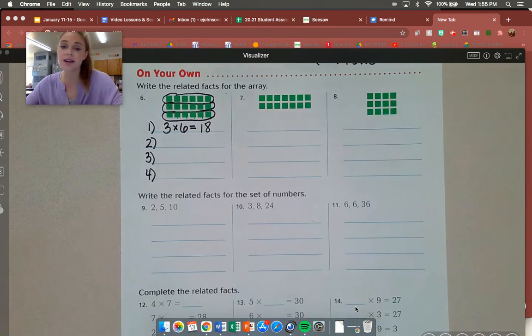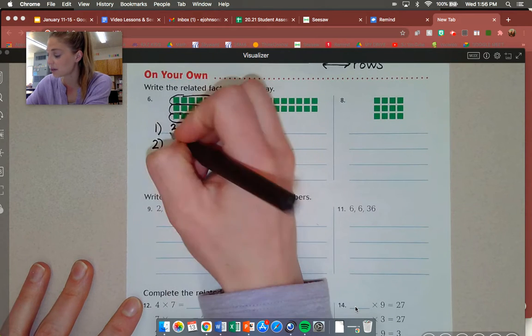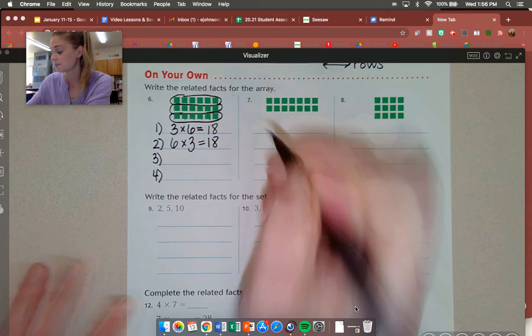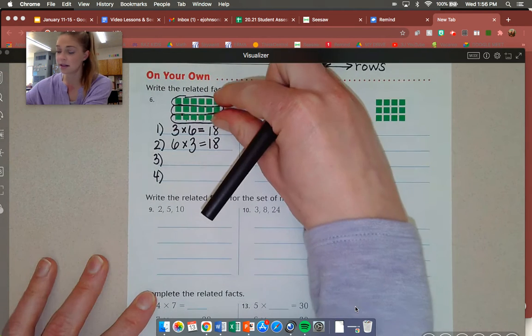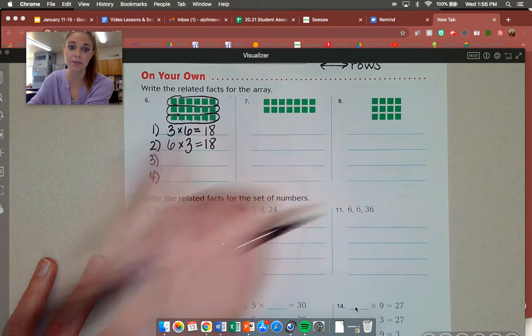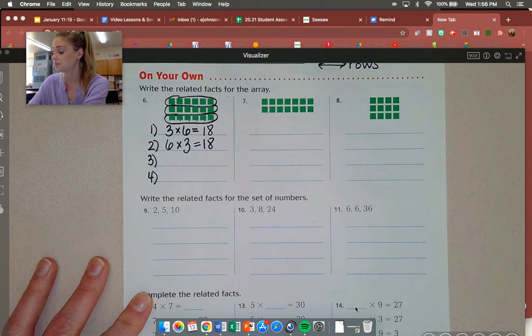Now, if I wanted to do another multiplication equation here, I would just flip-flop the 3 and the 6. And I would go 6 times 3 equals 18. Now that array would look different. It would just be flip-flopped, kind of like flipped around. It would be 6 rows of 3, but it still equals 18.